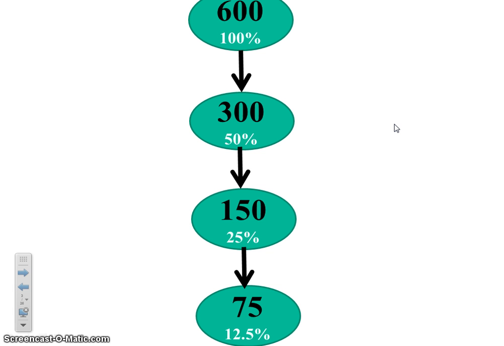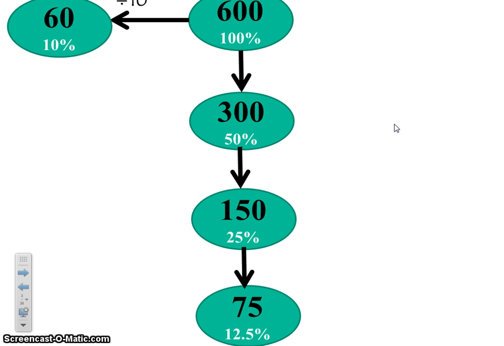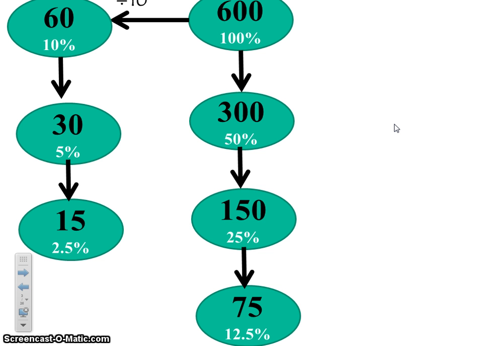Okay, that's quite straightforward. Children can do that. If they're able to divide by 10, or they know that 600 divided by 10 is 60, they can find out 10%. Again, if they can get 10%, they can find 5% by halving the 10%, and 2.5% by halving 5%. On the other side, if they can divide by 100, they can find 1%.